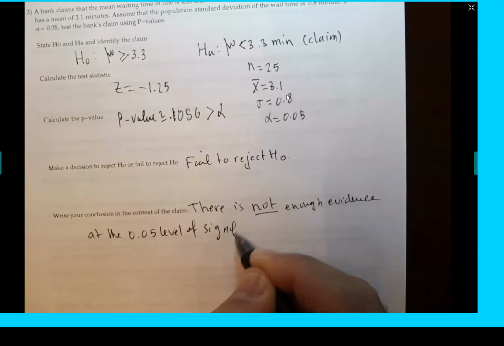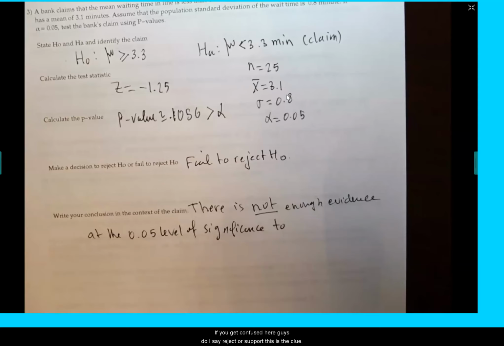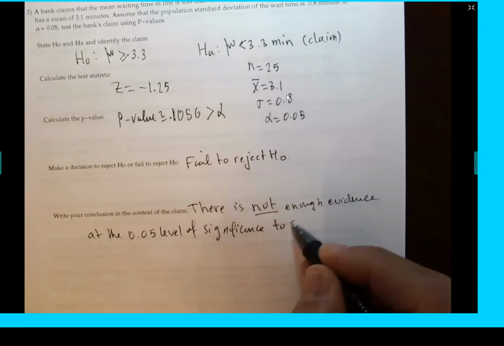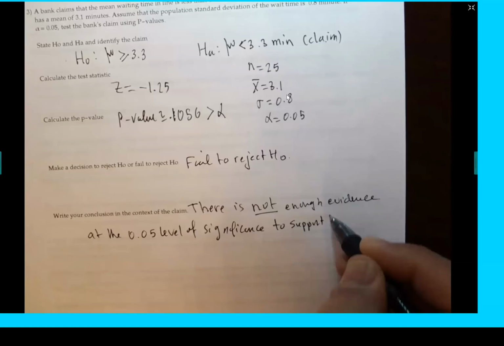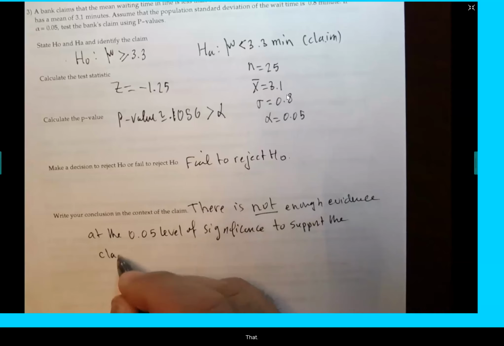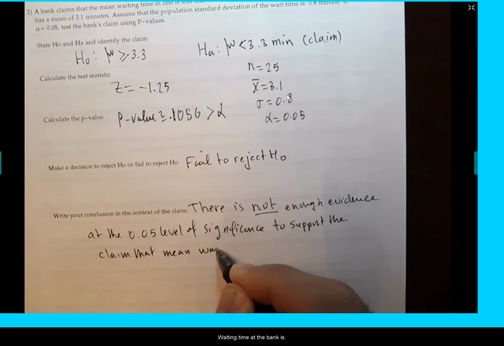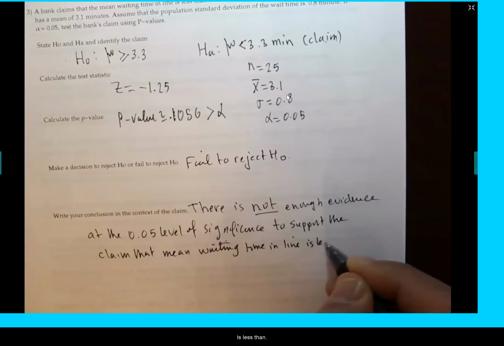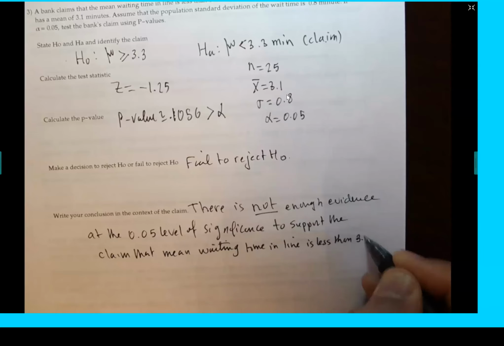If you get confused here, guys, do I say reject or support? This is the clue. If your claim is in HA, you must use the word support to support the claim that mean waiting time at the bank is less than, just copy it. Waiting time in line is less than 3.3 minutes.